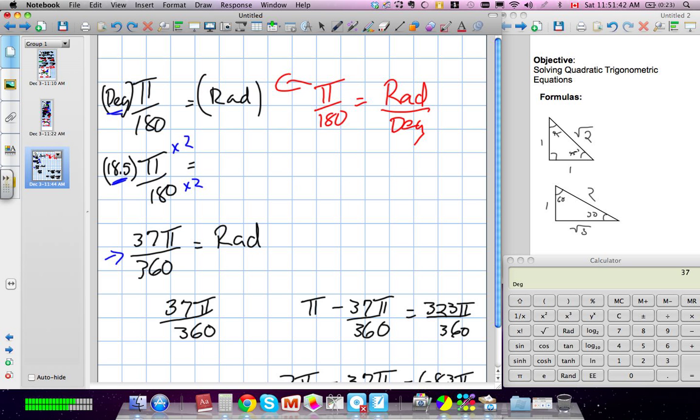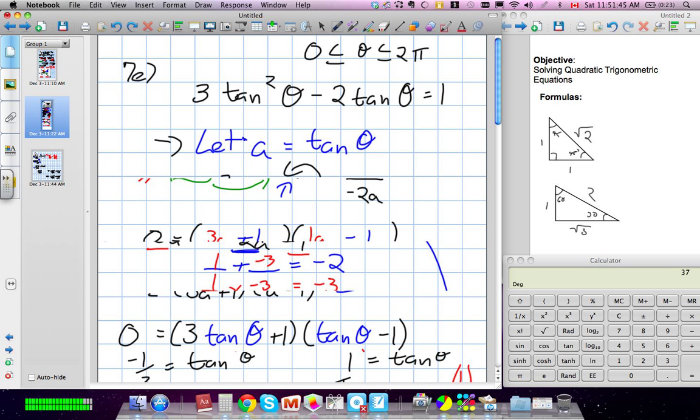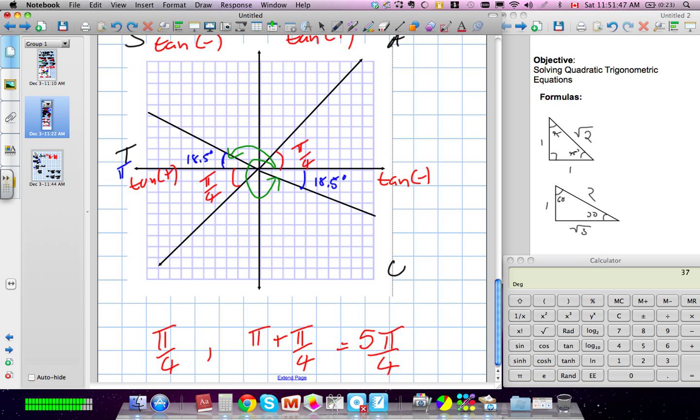Okay, so back on our other page, what that means is this is 37 pi over 360 as an angle, and that one's 37 pi over 360. Does that make sense? Yeah. So those are those two.